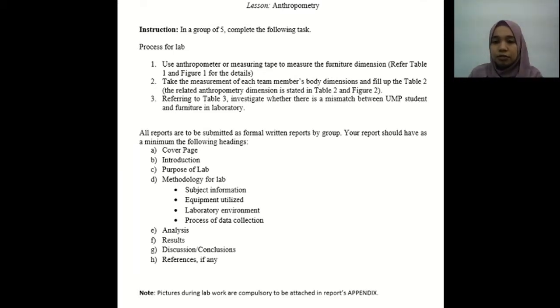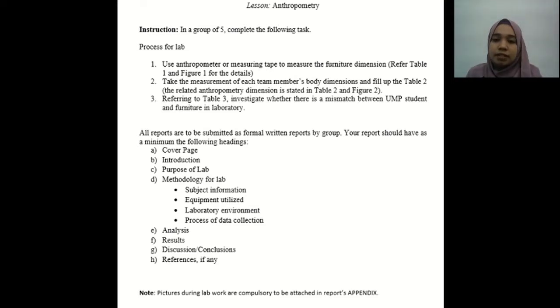So during this lab, you have to form a group of 5, then complete the 3 tasks. The first task is you have to use the measuring tape to measure the furniture dimensions. You can refer to table 1 and figure 1 for the details. Secondly, you have to take the measurement of each team member's body dimensions and fill up table 2. You can refer to table 2 and also figure 2. Then thirdly, by referring to table 3, you have to investigate whether there is a mismatch between UMP students and the furniture in the laboratory.